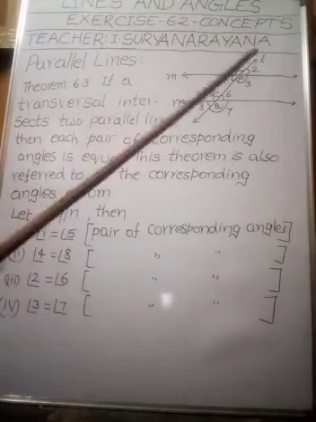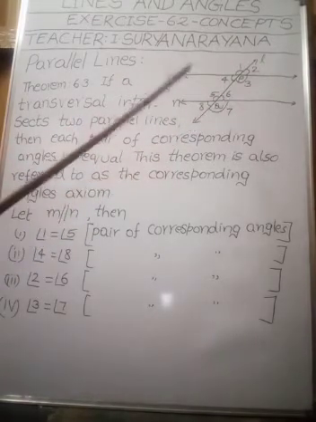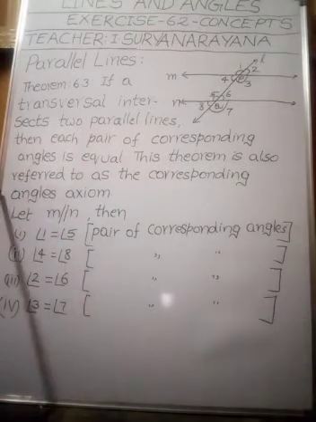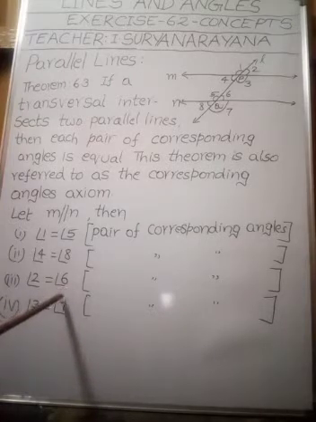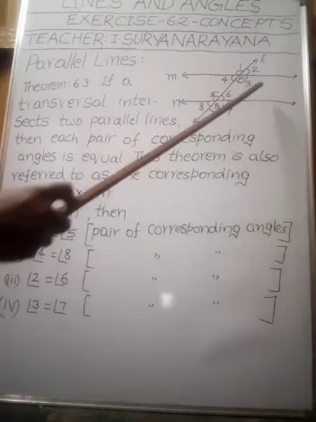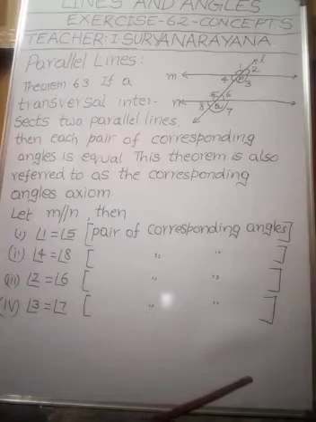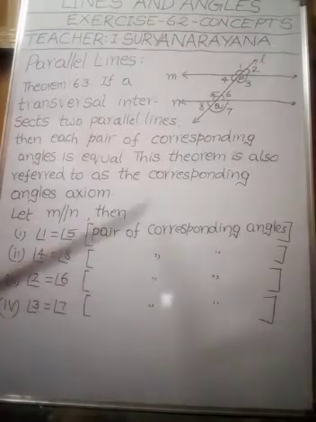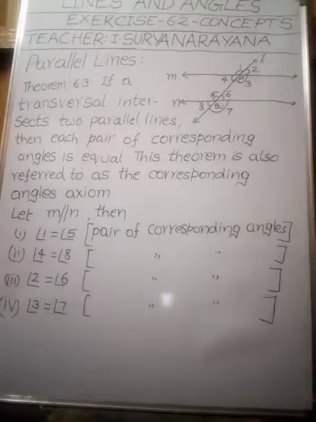Right. Similarly, angle 2 and angle 6. This pair of angles are said to be corresponding angles. So, they are equal. Is it clear, my dear children? Right. Similarly, angle 3 and angle 7. This pair of angles is said to be corresponding angles. So, angle 3 is equal to angle 7. Is it clear, my dear children? Right.